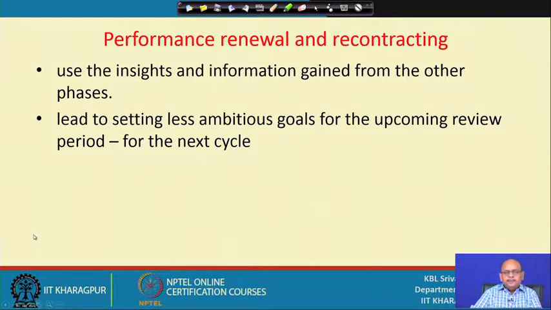And finally, this is the last stage, renewal and recontracting. Okay. Whatever insight or data input you have got, based on that you again move to the setting of goals for the next performance cycle. In performance renewal, once the entire process completes and you have got the feedback, based on that you are again going to set the goals for the next performance cycle based on the feedback that you have received. Okay. So, you are going for a recontract for the next performance cycle, right.